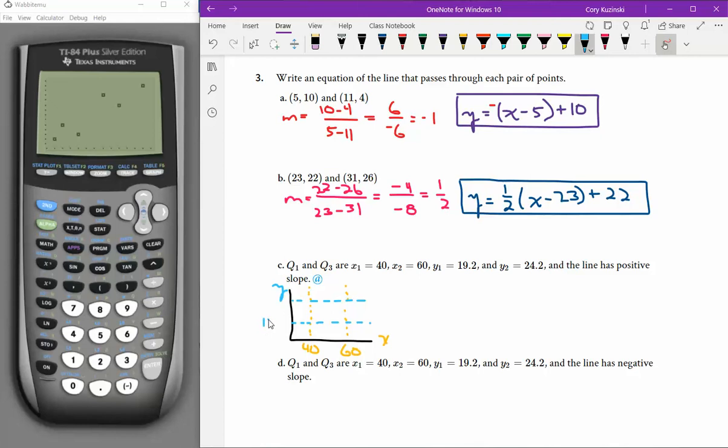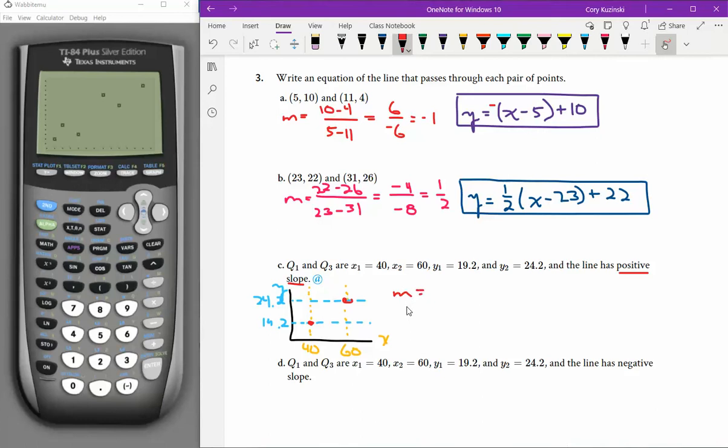So 19.4, or 19.2, I'm sorry. And 24.2. All right, so these are the points that we need to be able to write the equation of a line through the 2 points, because they're telling us it has a positive slope. Those are the points we're going to use to find the slope.